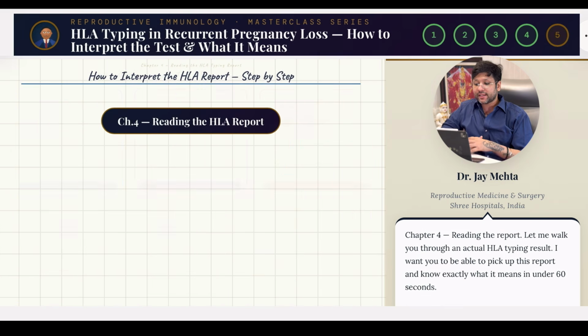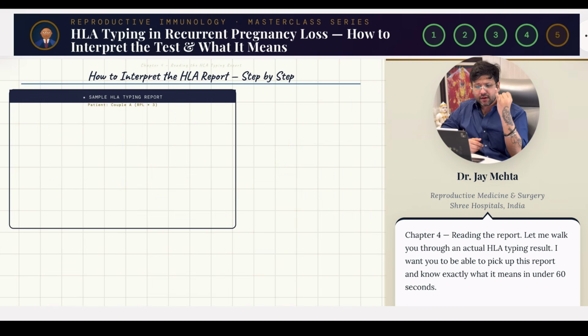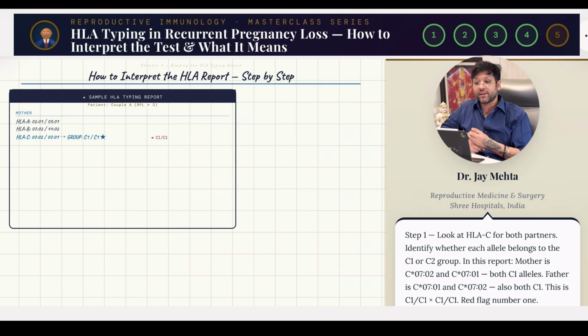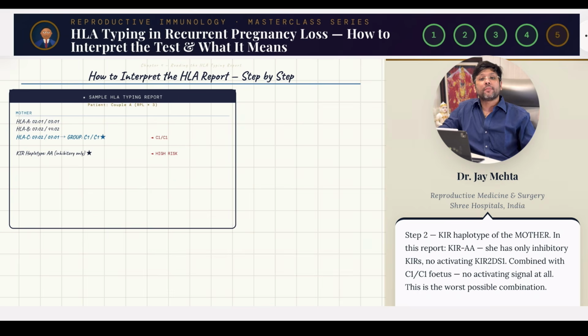When do we do HLA typing? Please remember, the patient has to have two failed IVF cycles, or implantation failures. And apart from all of this, the pelvis has to be normal and the embryo has to be genetically normal.